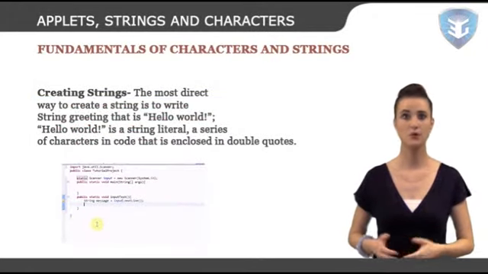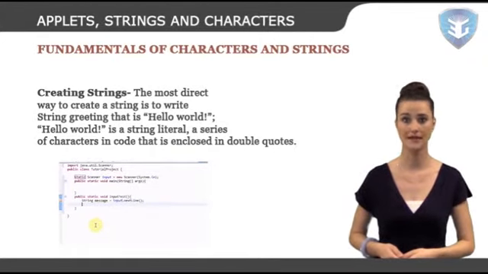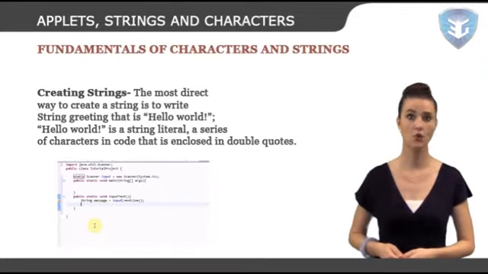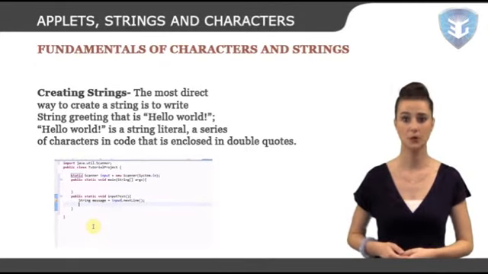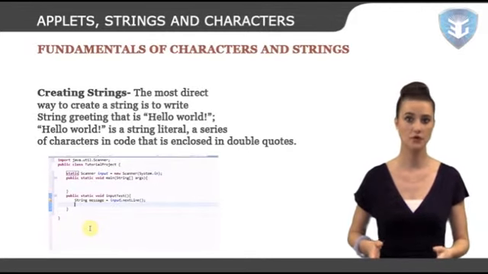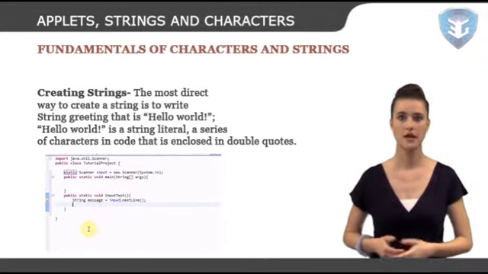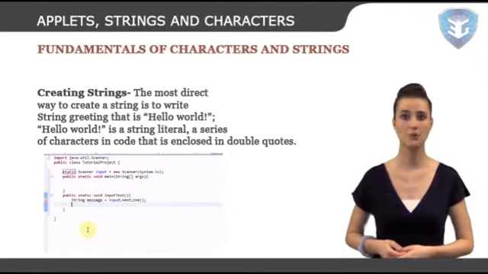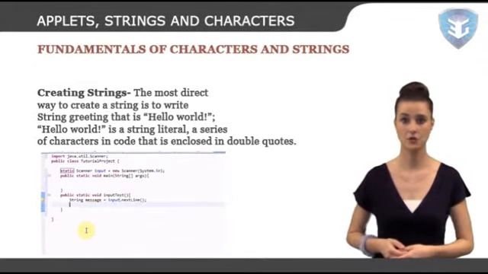Creating strings. The most direct way to create a string is to write String greeting = "Hello world!"; "Hello world!" is a string literal, a series of characters in code that is enclosed in double quotes. Whenever it encounters a string literal in the code, the compiler creates a String object with its value, Hello world. As with any other object, one can create String objects by using the new keyword and a constructor. The String class has 13 constructors that allow providing the initial value of the string using different sources, such as an array of characters as shown here.